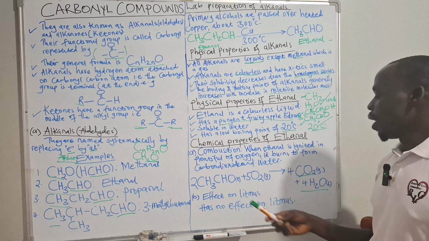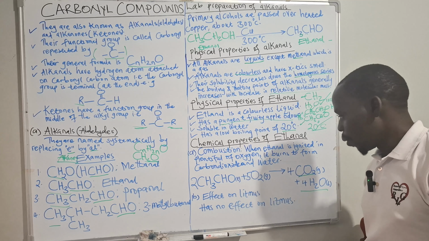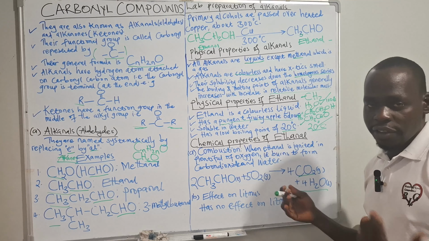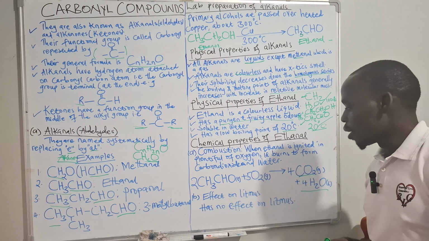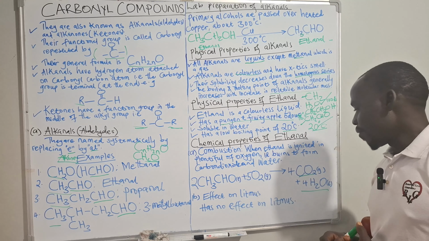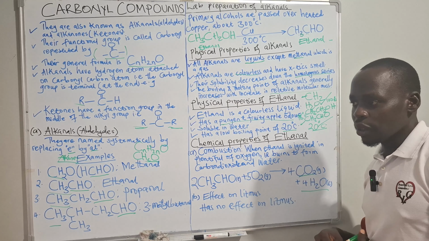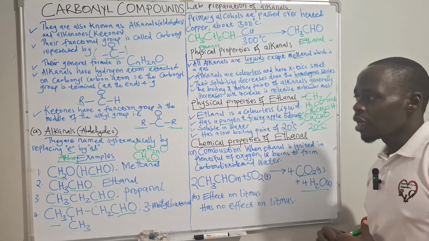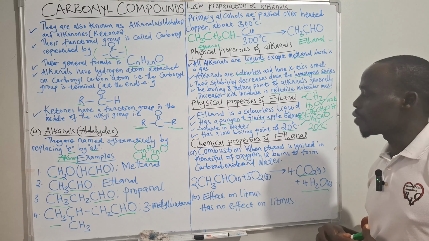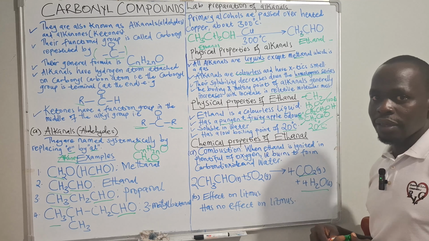Then when we look at its effects on litmus paper, we have litmus solution and we have litmus paper. This organic compound has no effect on litmus paper. So if it was red litmus paper, it will remain like that. If it was blue litmus paper, it will remain like that. So that means this compound is neutral, it's not acidic, it's not basic.